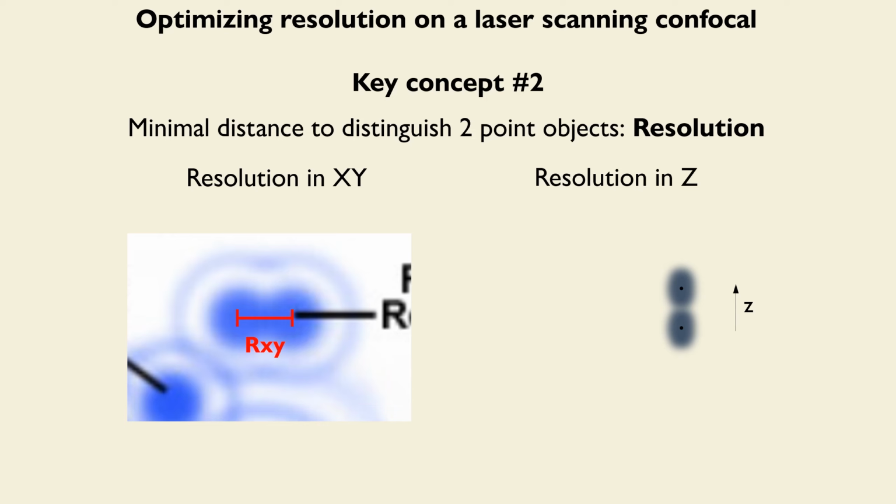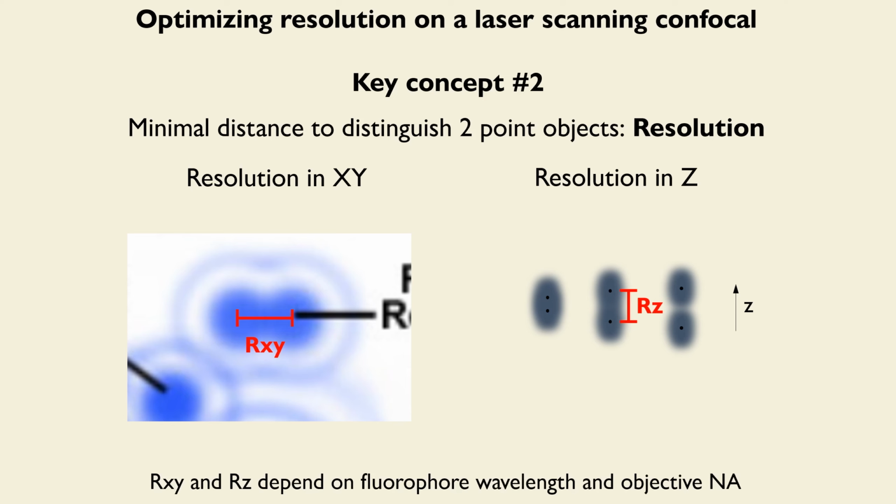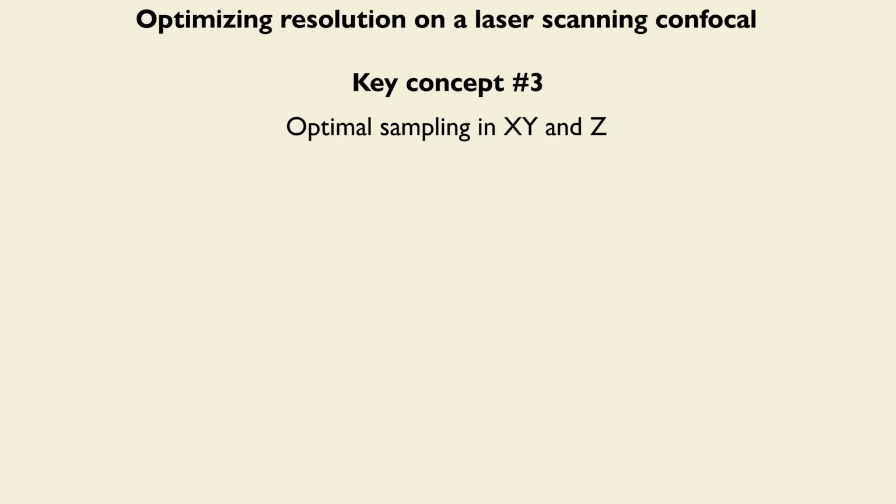There's a similar version of this same phenomenon in Z, where if we have two objects that are far enough apart, we can say with confidence that they are two objects. If they're very close, we don't know if we have two or one. There's some sort of sweet spot in the middle where we can just barely tell that they are two objects, and that is the number we call the resolution in Z. These two numbers, the resolution in XY and the resolution in Z, depend on the fluorophore wavelength and the objective numerical aperture.